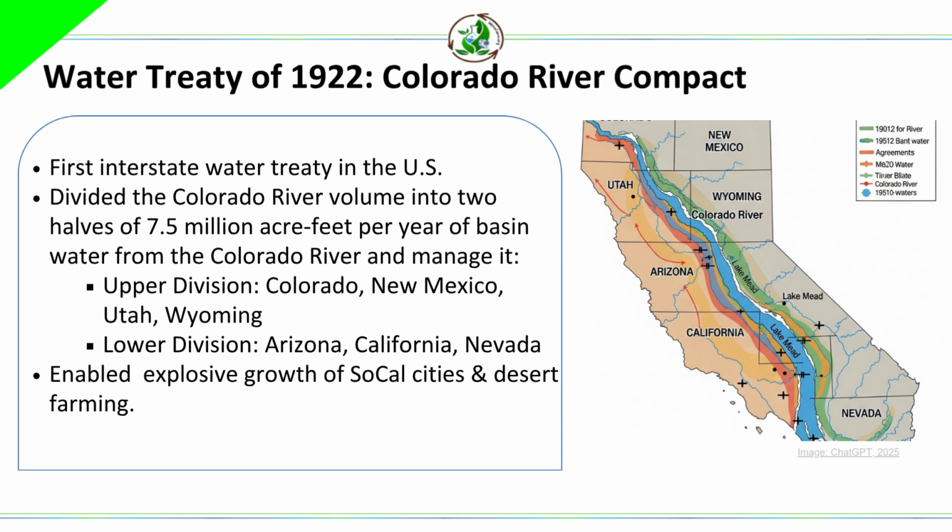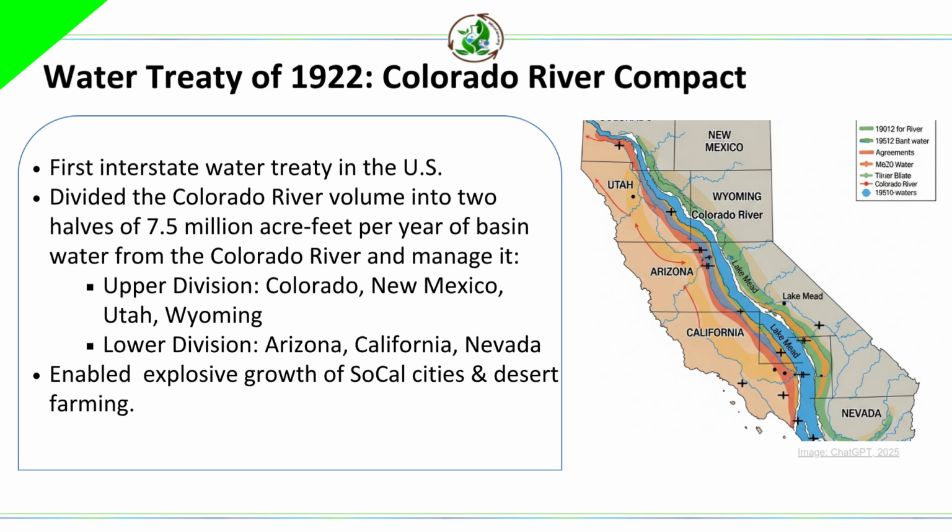The Water Treaty of 1922, also called the Colorado River Compact. This was the first interstate water treaty in the United States. It divided the Colorado River's water into two halves, giving 7.5 million acre-feet per year to each division of the basin. The upper division includes Colorado, New Mexico, Utah, and Wyoming. The lower division includes Arizona, California, and Nevada.